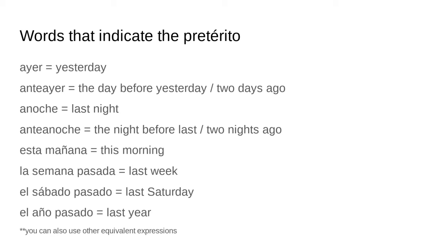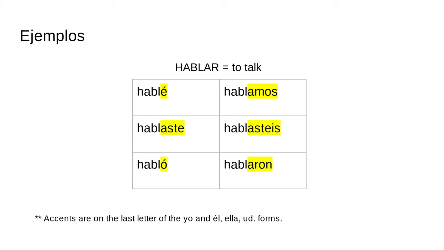You can also use other equivalent expressions to indicate the preterite. Some examples demonstrating our endings. Hablar, which is an AR verb that means to talk, is conjugated in the preterite in the following manner. Hablé, hablaste, habló, hablamos, hablasteis, hablaron. Note that the accents in the preterite for AR verbs are on the yo and él, ella, usted forms.